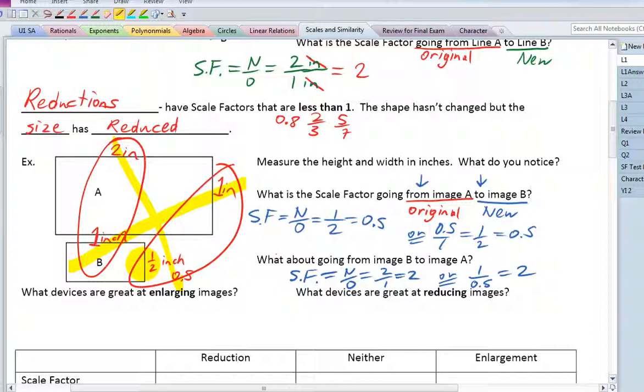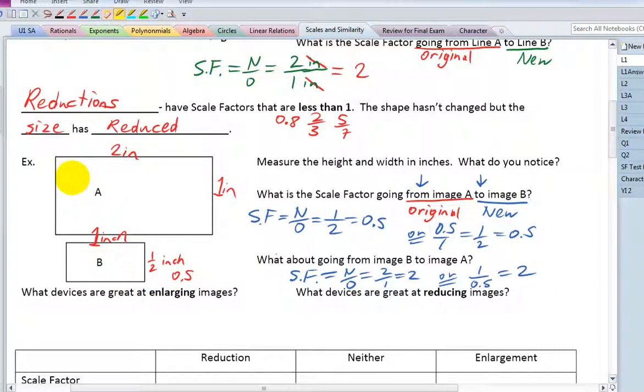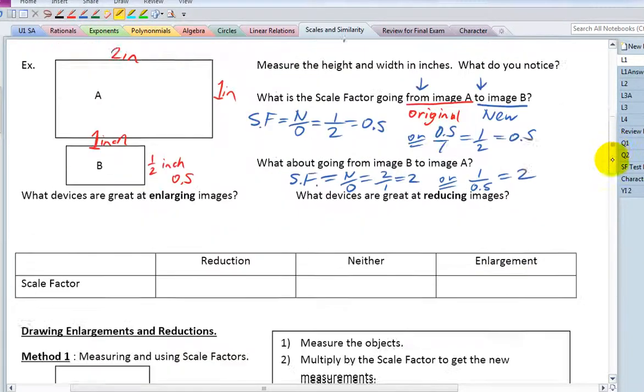What's the point? Oh, I got it. Thank you. I like that. Bonus marks. Okay, good.